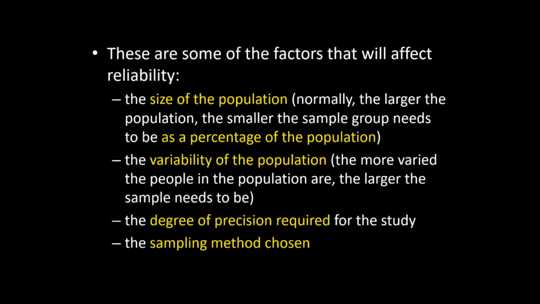The degree of precision required. If I want extreme accuracy, I have to have a much larger sample. If I'm just looking for a ballpark, then by all means, a small sample size is probably good enough. And then the last one is the sampling method chosen. Depending on how good my sampling method is, I might be able to get away with a smaller sample size. Usually we don't worry too much about this one though. And we're going to get into sampling methods in just a moment.